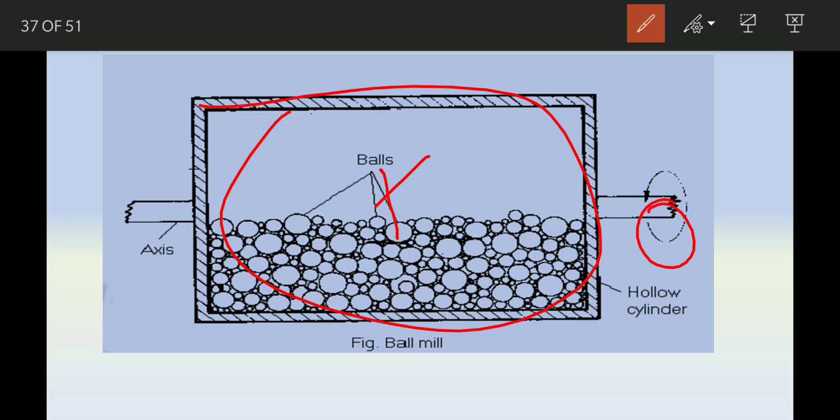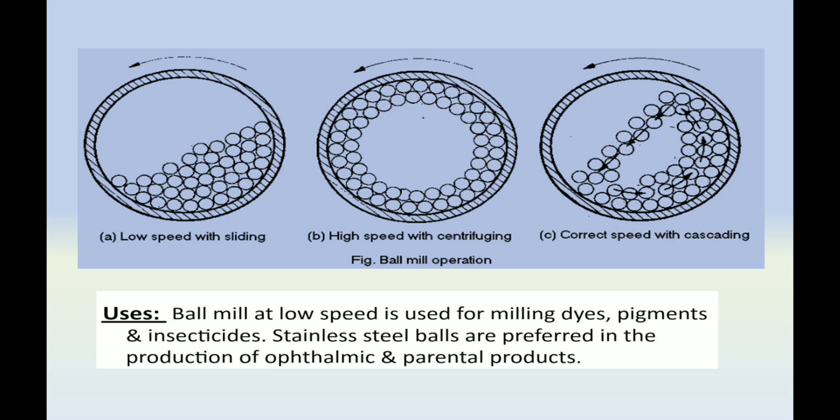Now let's talk about the working. So the drug to be ground is put into the cylinder and the mill in such a quantity that it is filled to about 60% of the volume. A fixed number of balls are introduced and the cylinder is closed. The mill is allowed to rotate on its longitudinal axis. The speed of the rotation is very important.